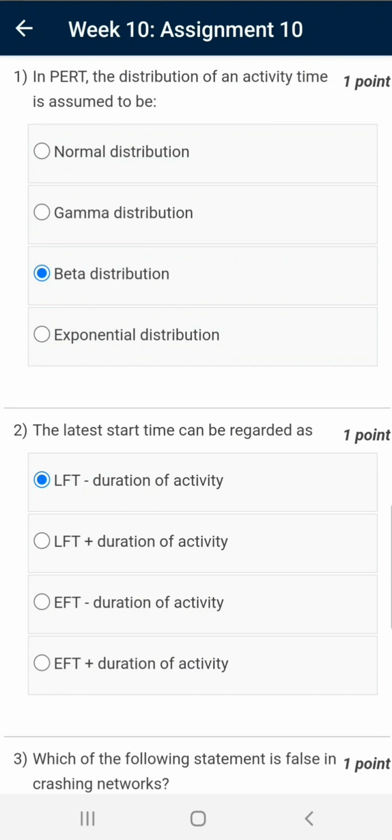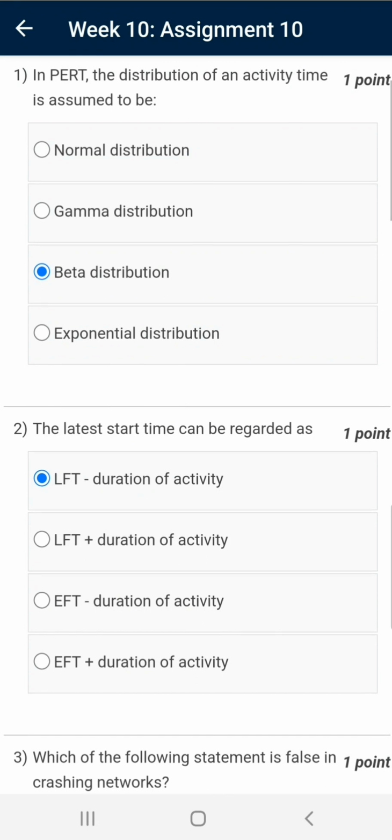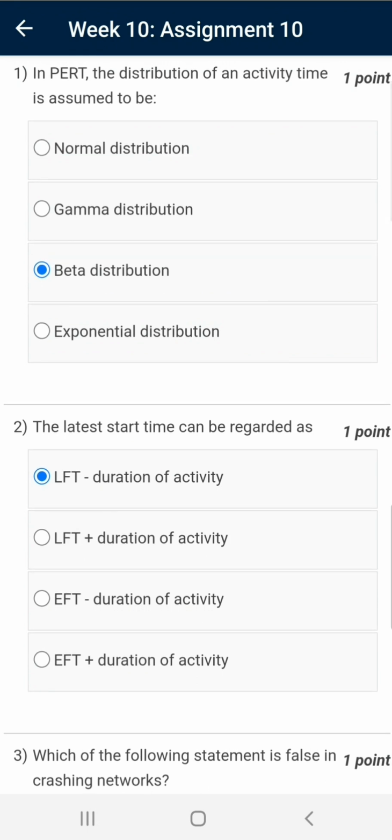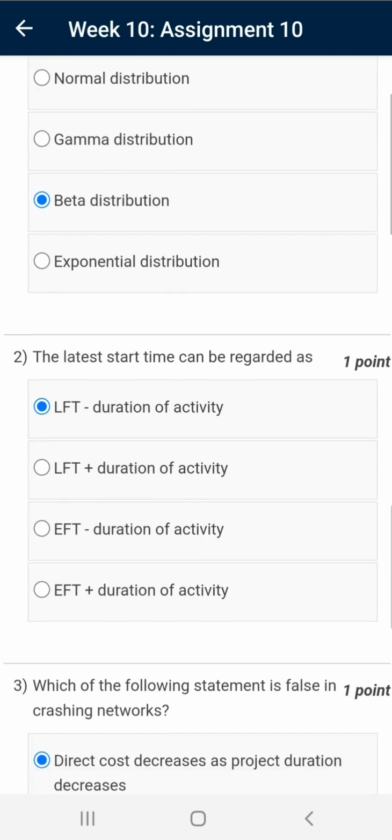Question number 1. In PERT, the distribution of an activity time is assumed to be, the correct answer is beta distribution. The beta distribution range is from 0 to 1. And in this case, this beta distribution satisfied the correct answer.